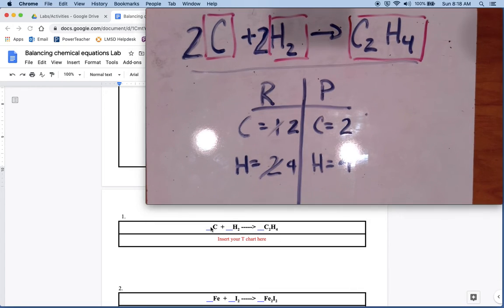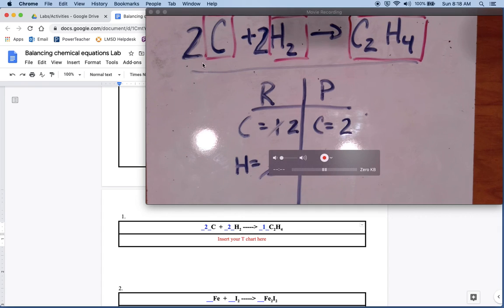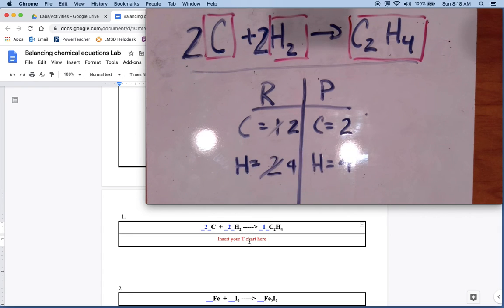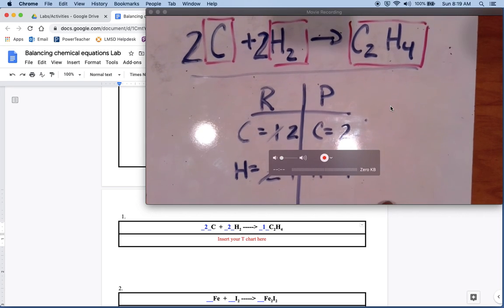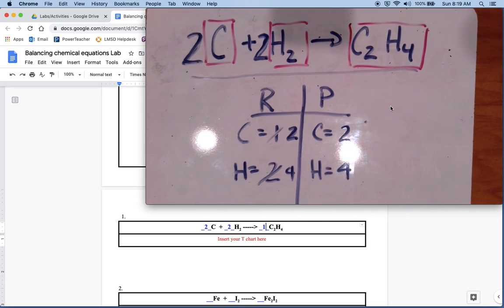So I'm going to type that up here. I'm going to go 2, 2, and a 1. And then obviously I would screenshot this and put that in there. Obviously don't screenshot mine. You're going to screenshot your writing that you put in there. All right, move on to the next one.